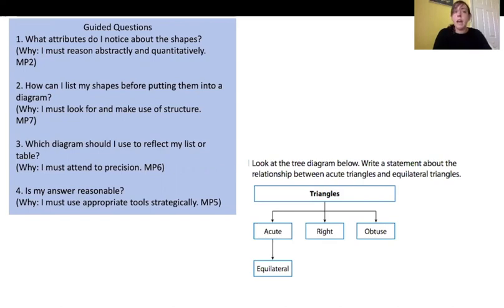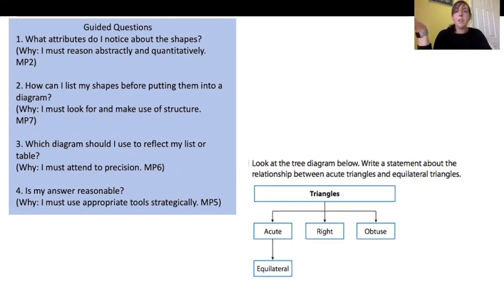And the reasoning for that is I'm going to reason abstractly and quantitatively, which if you'll remember is math practice number 2, okay? So I need to take out some pieces from this diagram and I need to think about them, and then I need to be able to apply them back, okay? That's all that means. So if I'm noticing these shapes, I notice that triangles is bold, it's at the top, and what I know about triangles is that they are polygons with 3 sides. Just polygons with 3 sides, any kind, okay?